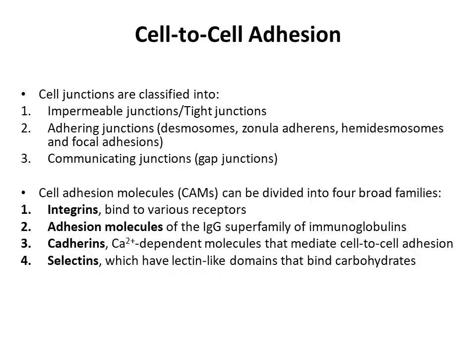Cell adhesion molecules. What are they? These are the molecules which form these cell junctions or are associated with the cell junctions. They include integrins, adhesion molecules of the IgG superfamily, that is the immunoglobulins, cadherins, which are calcium dependent molecules, and selectins, which have lectin-like domains that bind carbohydrates. So you should remember these four adhesion molecules and these three types of cell junctions.